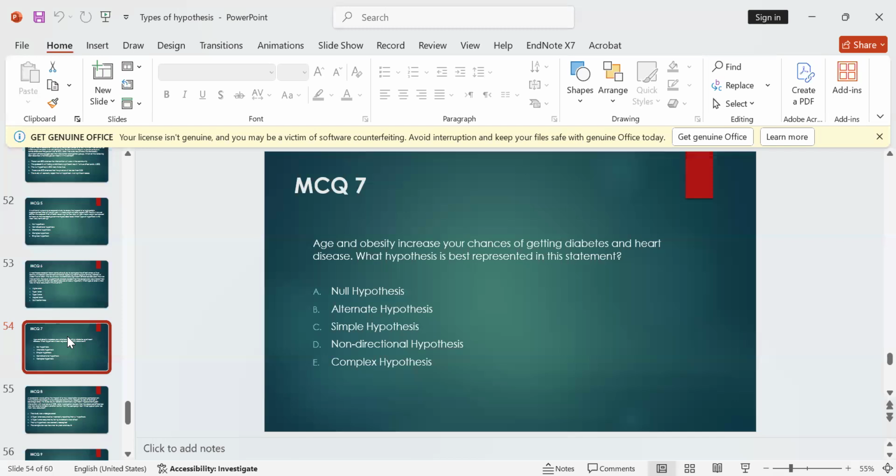Age and obesity increases your chance of getting diabetes and heart disease. What hypothesis is best represented in this statement? A. Null hypothesis. B. Alternate hypothesis. C. Simple hypothesis. D. Non-directional hypothesis. Or E. Complex hypothesis.